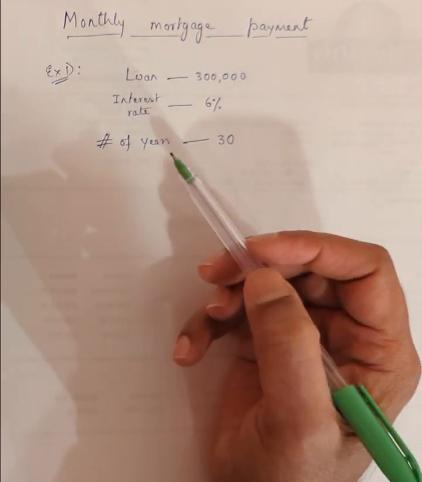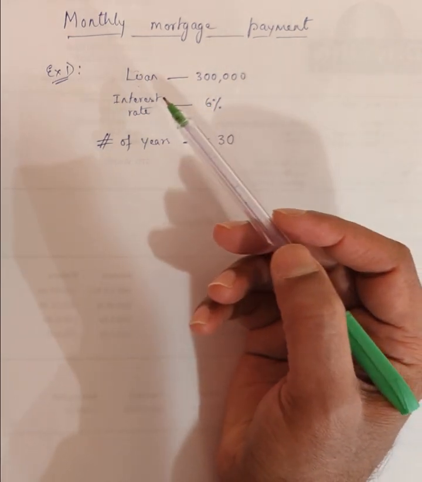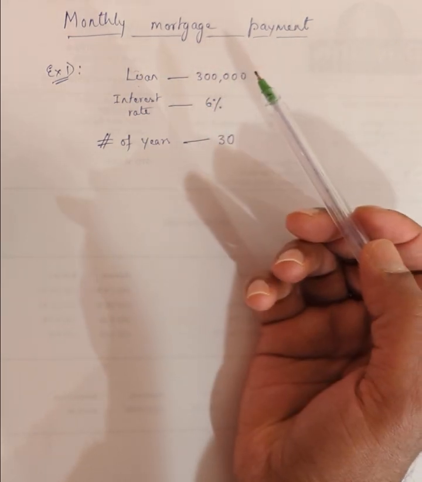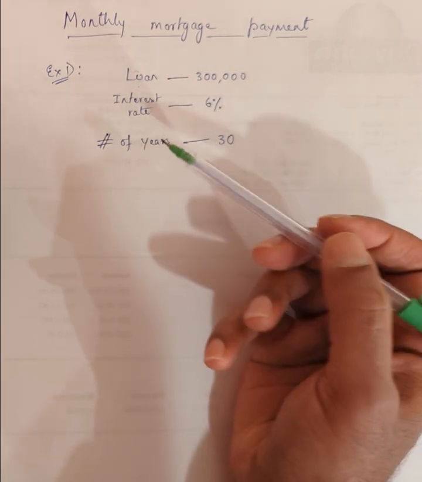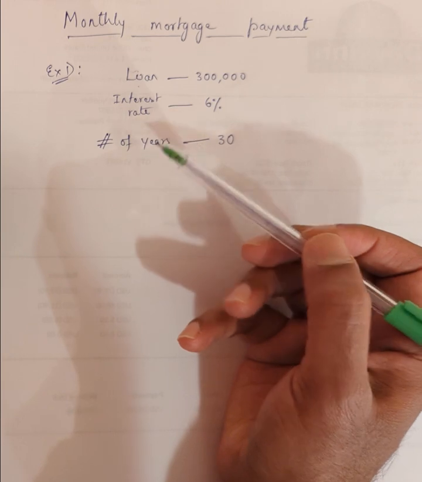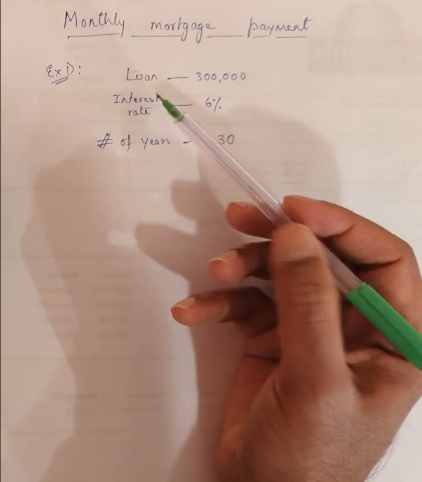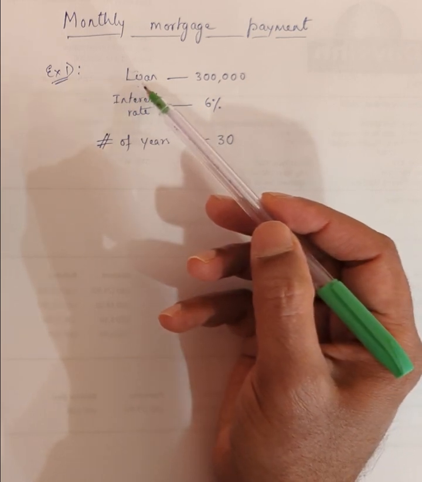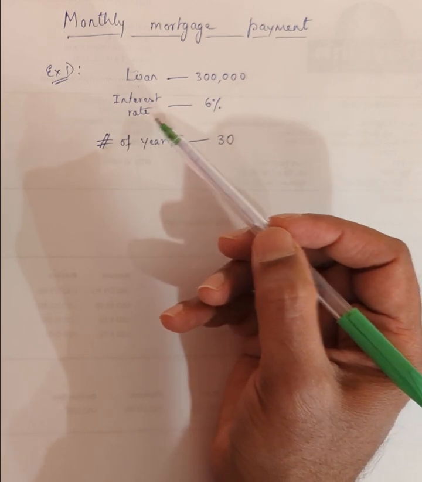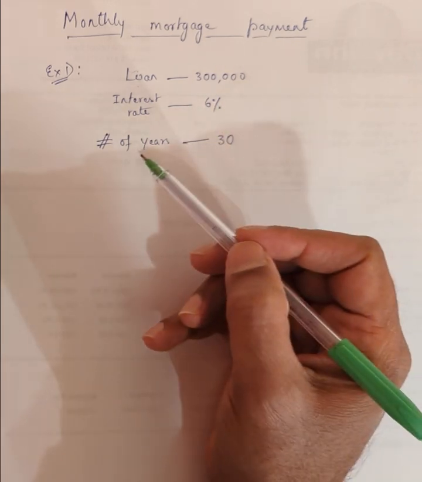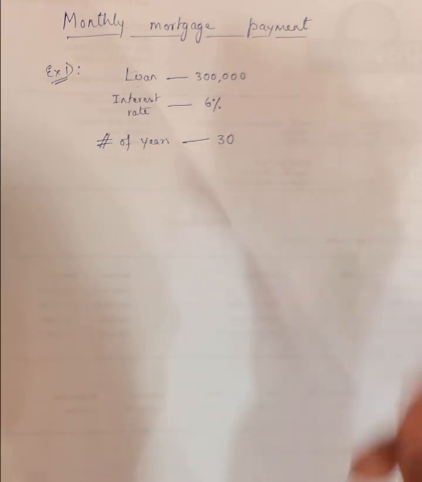We will learn to figure out how much the monthly payment would be on a mortgage. It could be a mortgage or car payment or any loan that you take, and there is a specific interest rate, and then there's a specific time limit in which you have to pay it back. As an example, say the loan is $300,000, the interest rate is 6%, and the loan is for 30 years. Number of years is 30.